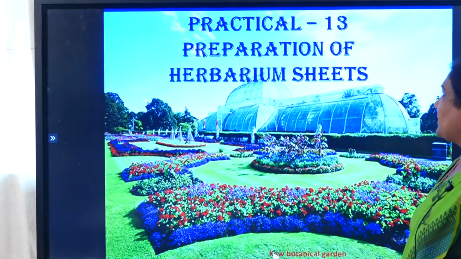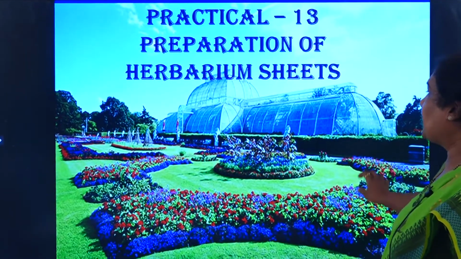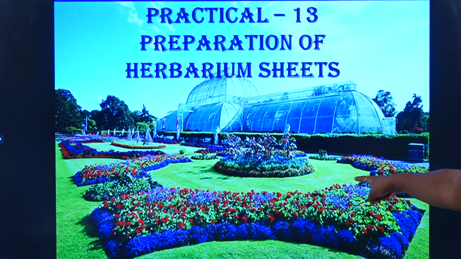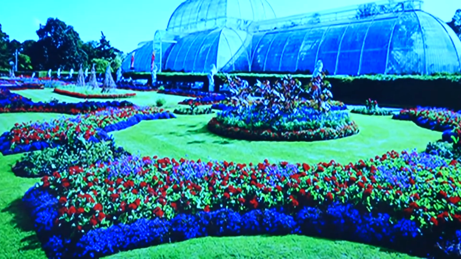Now the experiment, or practical number, is 13. It's preparation of the herbarium sheets. The background picture you are seeing is the Kew Botanical Garden of London.